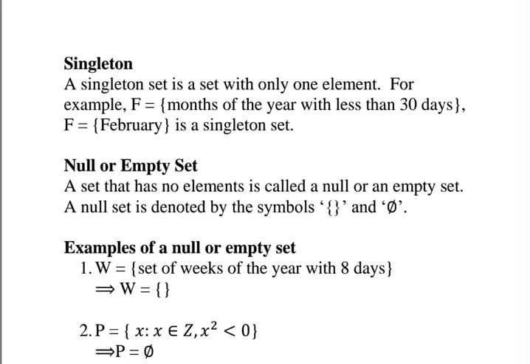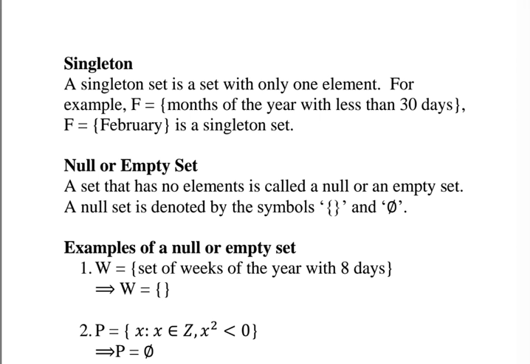A singleton set. A singleton set is a set with only one element. For example, F is the set of months of the year with less than 30 days. The only month within that set would be February. So that is a singleton set.